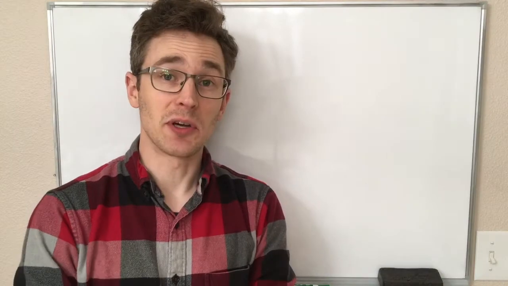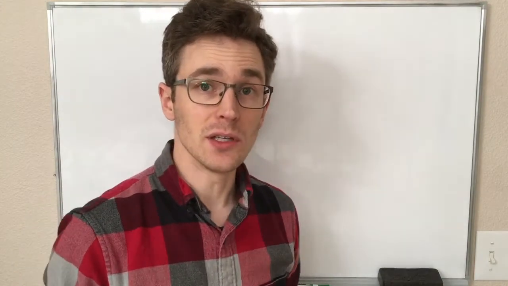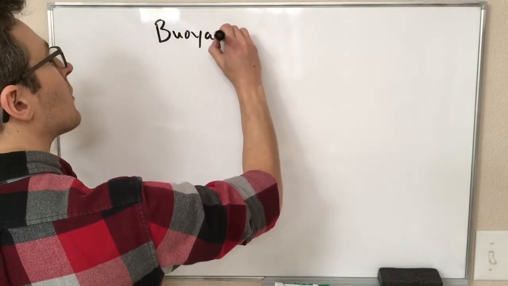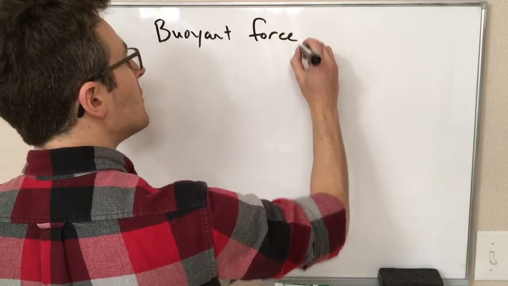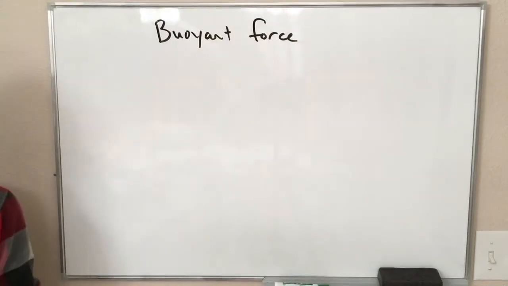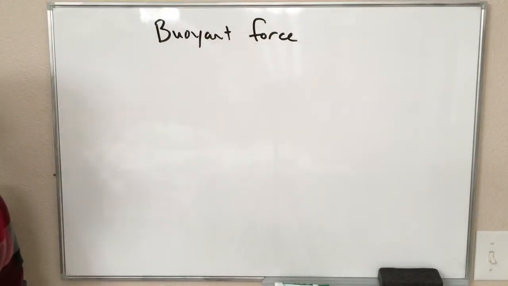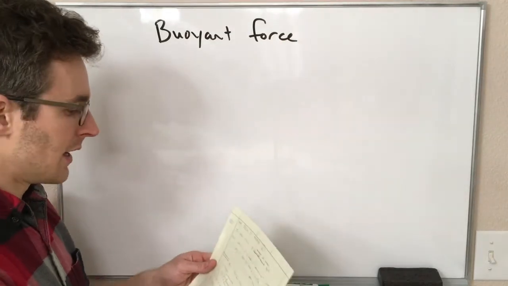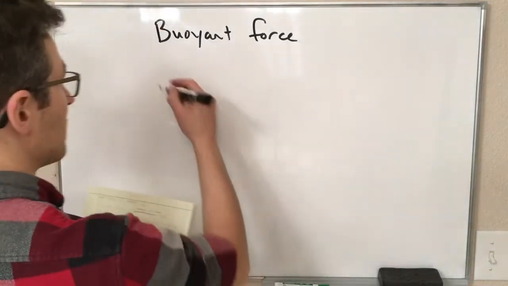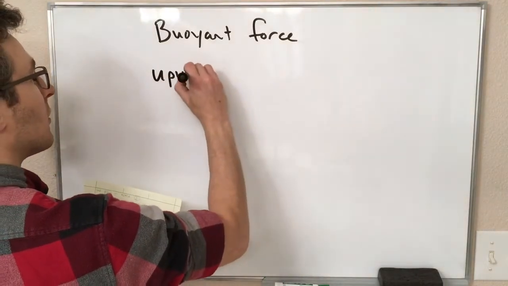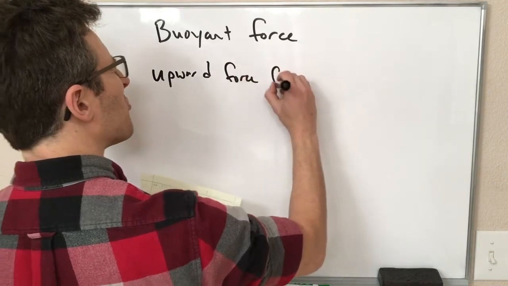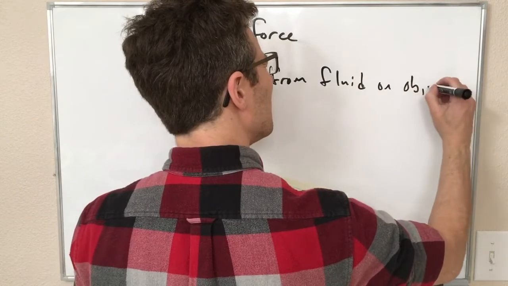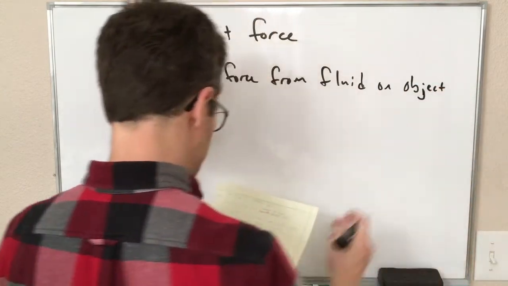For our last topic in static fluids, I want to talk about the buoyant force, or buoyancy. The idea here is that if we have an object that is touching a fluid, that object feels a force from the fluid, and it feels a net upward force from the fluid. So this is an upward force from the fluid on an object.